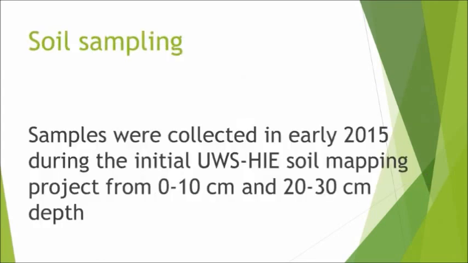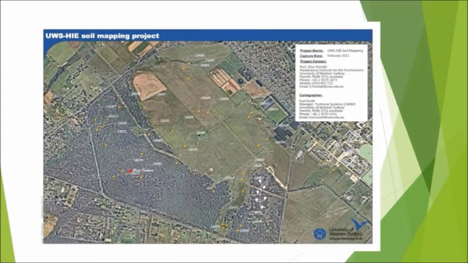Now, talk about the soil sampling. Samples were collected in early 2015 during the initial University of Western Sydney, Hawkesbury Institute for the Environment soil mapping project, from 0 to 10 centimeter and 20 to 30 centimeter depth. In the map, yellow dots are the points from where soil samples were taken. As the samples are from 2 depths, each point had 2 sets of samples.